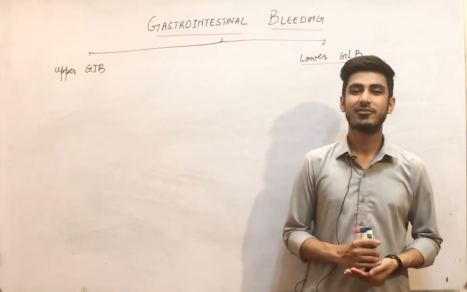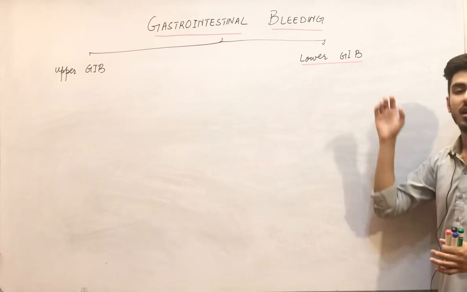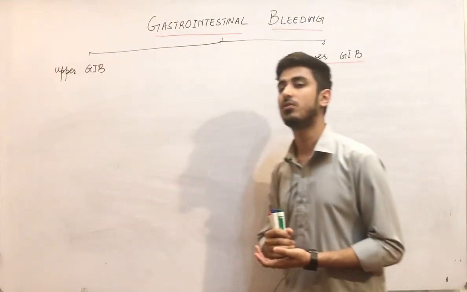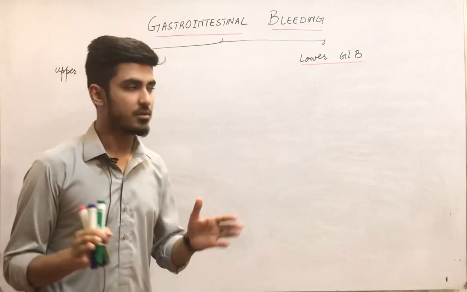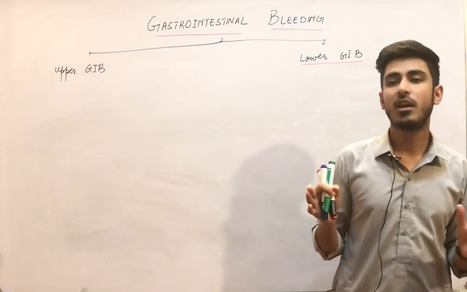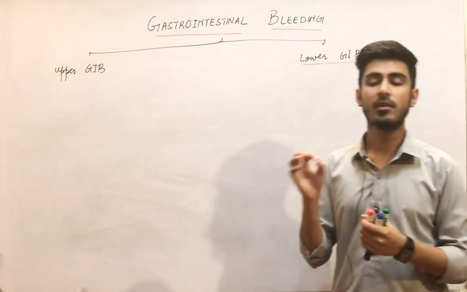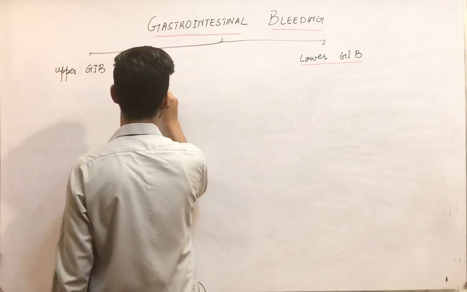This is Dr. Saad in front of you, and today my topic is lower GI bleeding. As in our previous lecture, I told you that gastrointestinal bleeding is basically divided into two types, upper GI bleeding and lower GI bleeding. And this division we have done on the basis of an anatomical landmark, that was basically the ligament of Treitz.